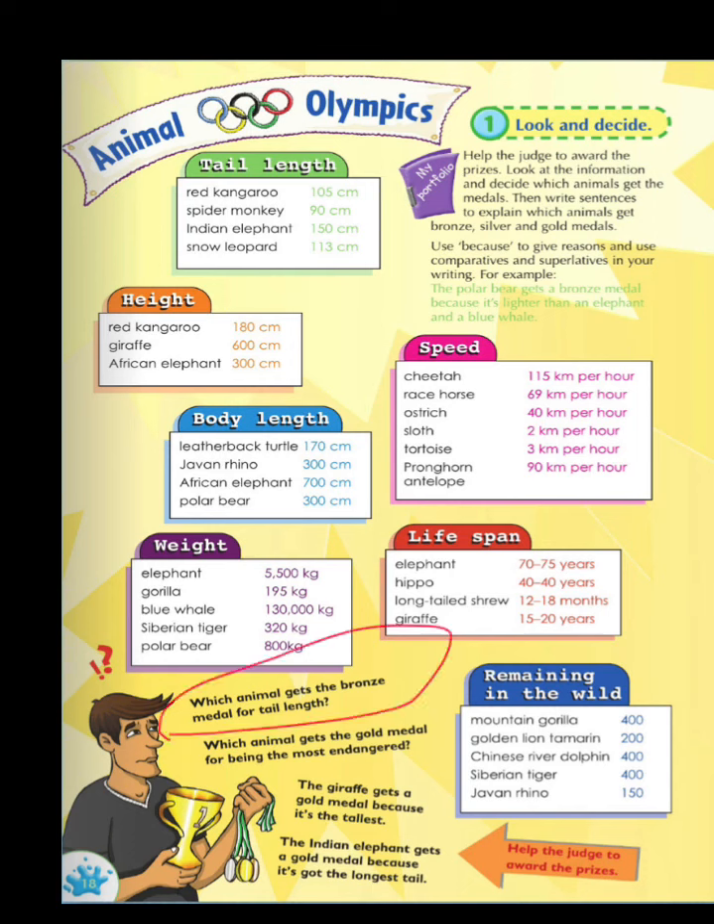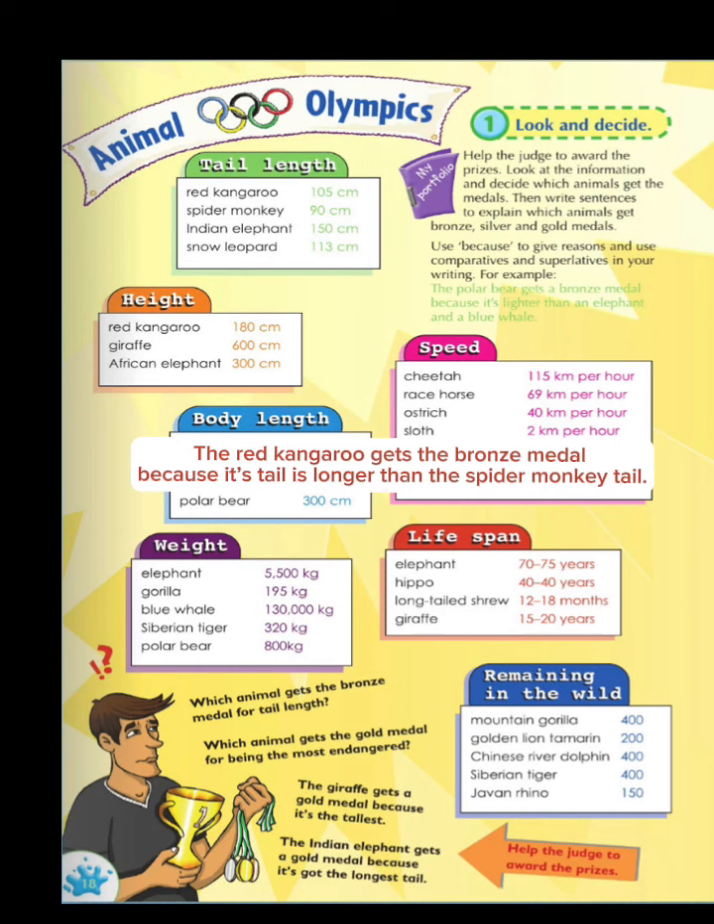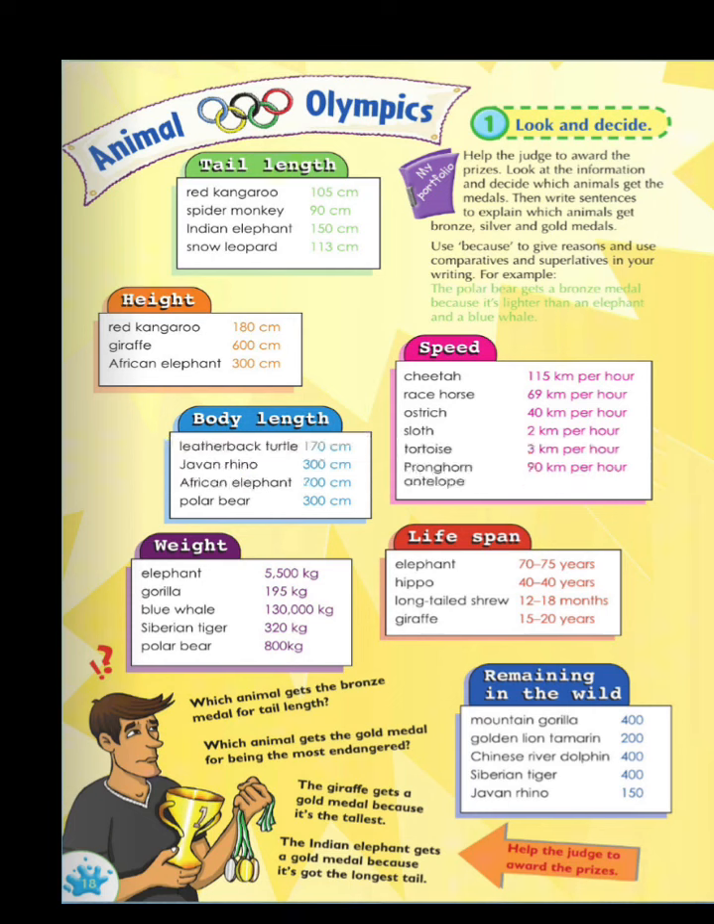Which animal gets the bronze medal for tail length? The red kangaroo gets the bronze medal because its tail is longer than the spider monkey's tail. Which animal gets the gold medal for being the most endangered? The Javan rhino gets the gold medal because it's the most endangered.